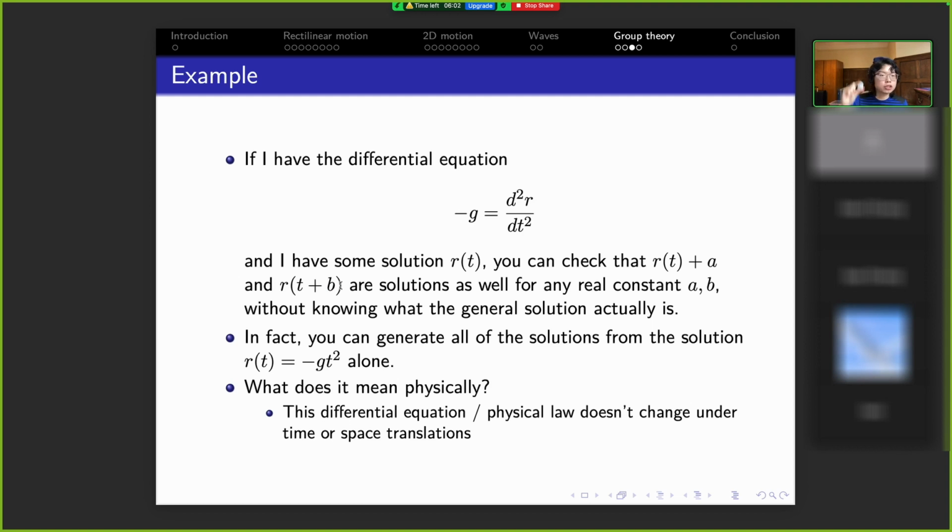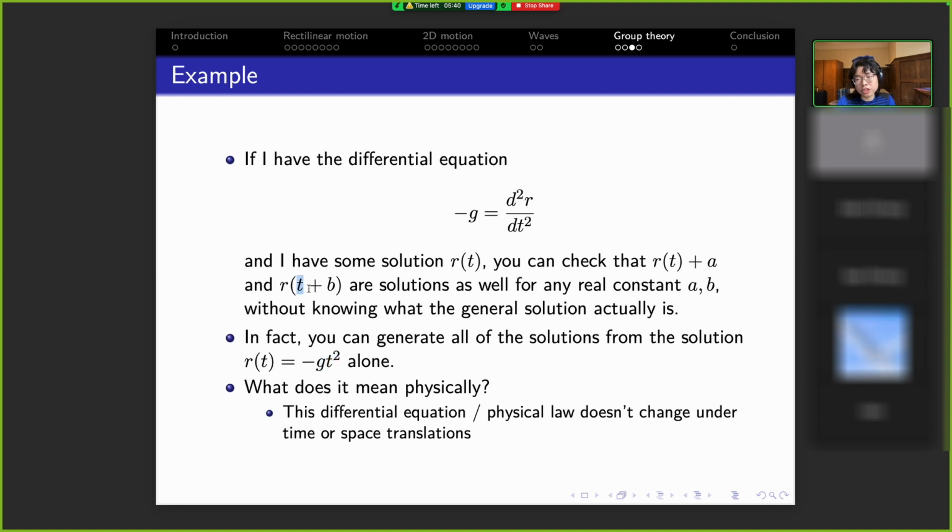So what I'm saying is that if I do this experiment 1 second later, the path is still going to be exactly the same. Everything is going to be translated 1 second into the future, but the projected path is still the same. And in fact, we can actually generate all solutions to this kind of motion from this function alone.